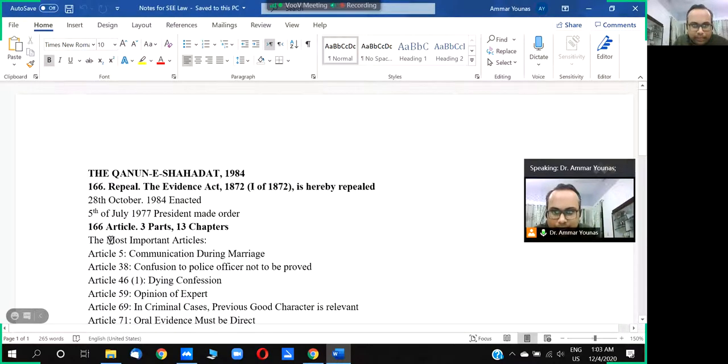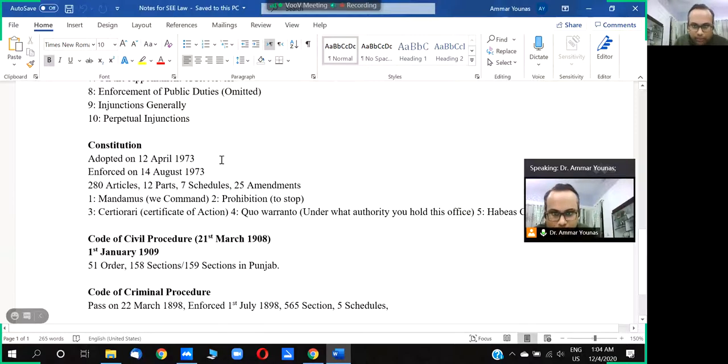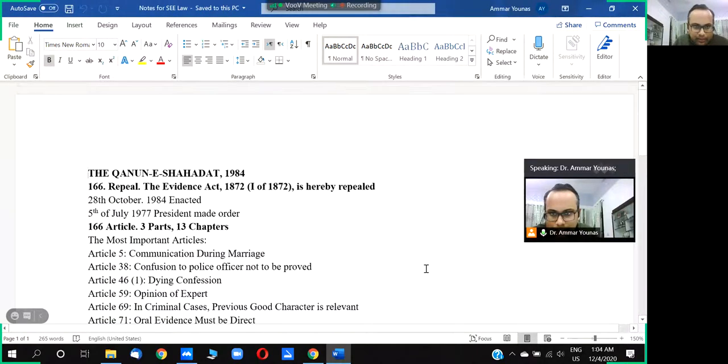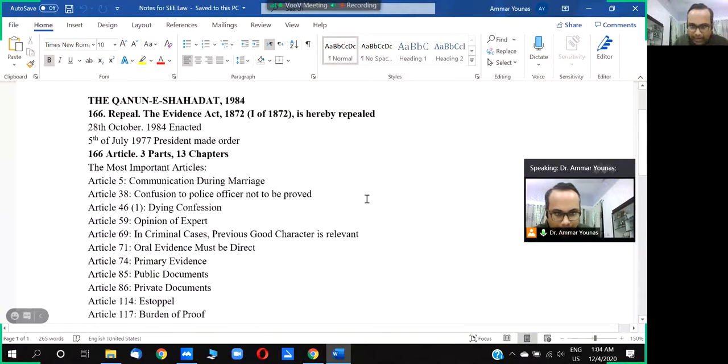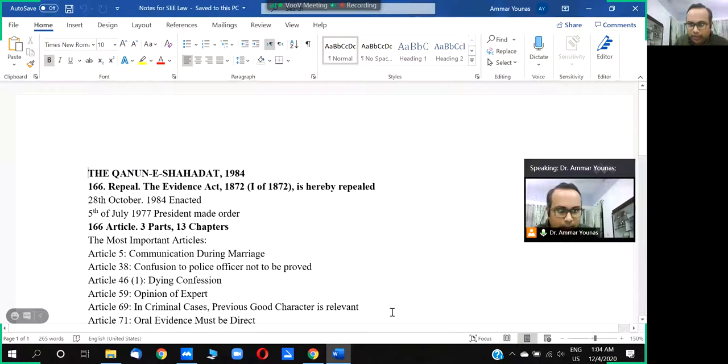So if you memorize when this law was passed and came into force and how many chapters and articles are there, I'm sure that you will be able to get at least 5 to 10 marks, because in all the exams they must ask how many articles are there in Qanoon-e-Shahadat, how many articles are there in civil procedure. So you have to memorize all of these things. And these are my one-page notes for myself. You can expand them. You can just write on one page how many articles and sections are there and when it was passed, and you can keep it in your pocket to memorize it if you want to do this in one day.